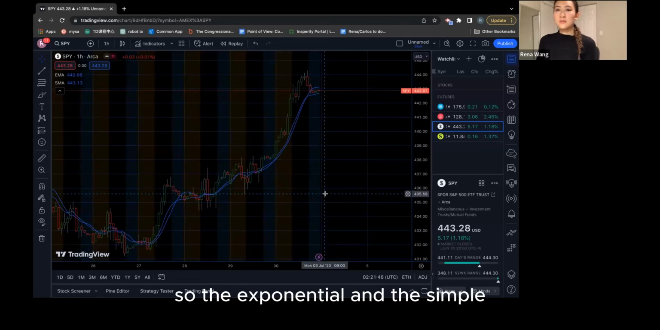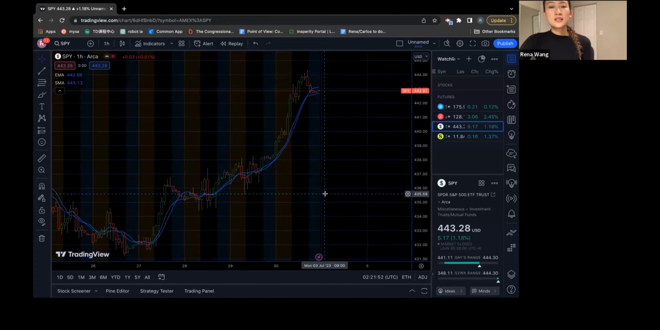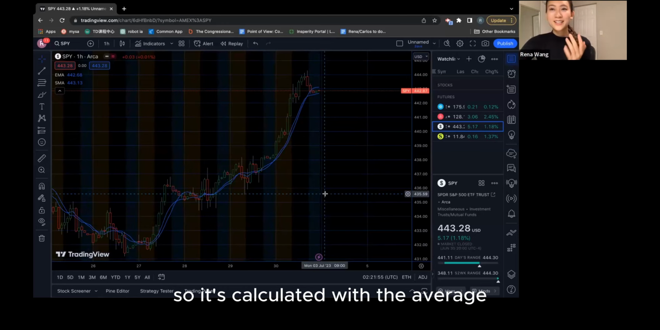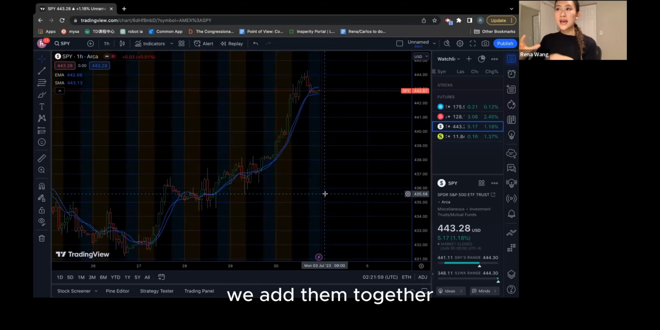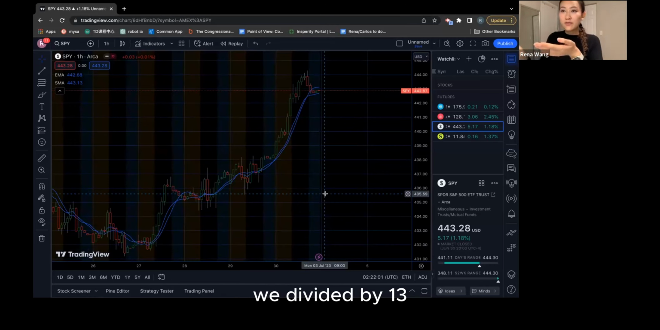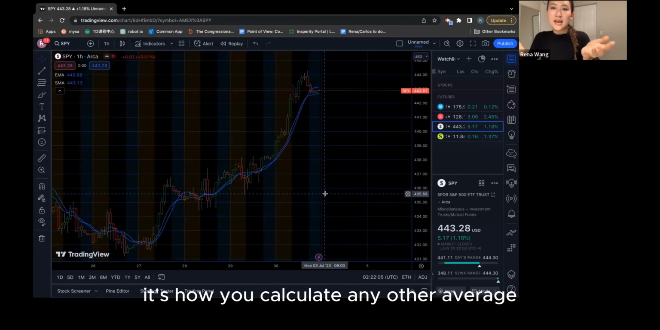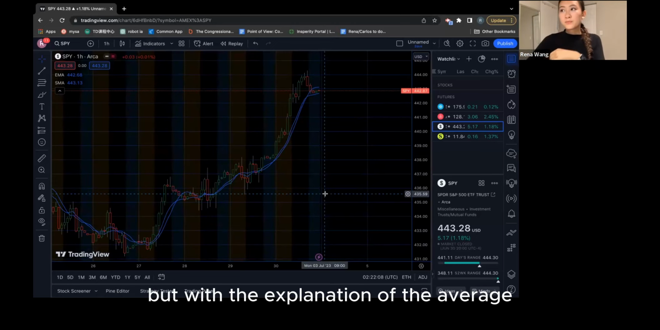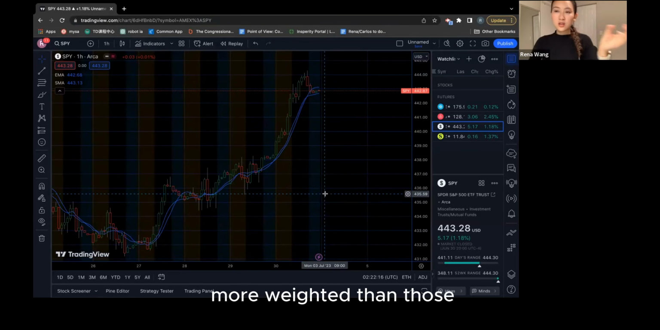The exponential and the simple are different due to their calculation. The simple one is very simple. It's calculated with the average. We take the 14 candlesticks, we add them together, we divide it by 13, and we get the value, right? It's how you calculate any other average. But the exponential moving average takes into consideration the last candlestick, more weighted than the others.